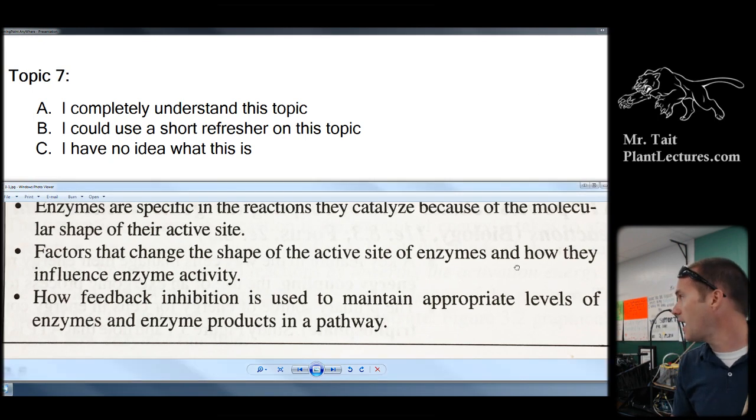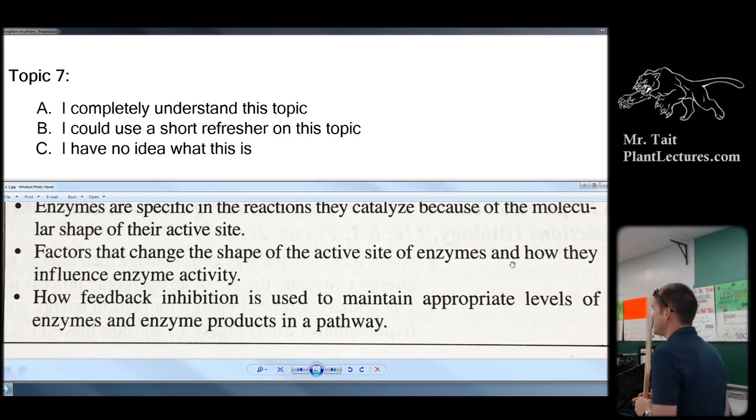Topic 7, how feedback inhibition is used to maintain appropriate levels of enzymes and enzyme products in a pathway.